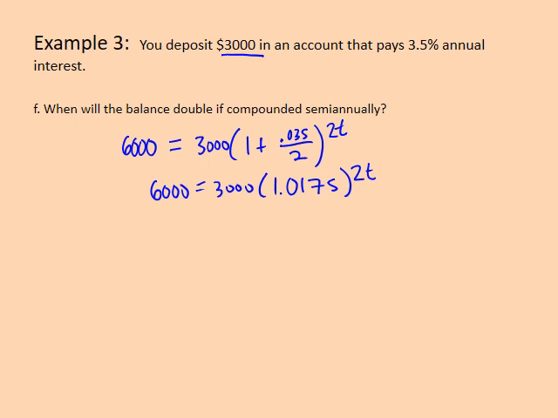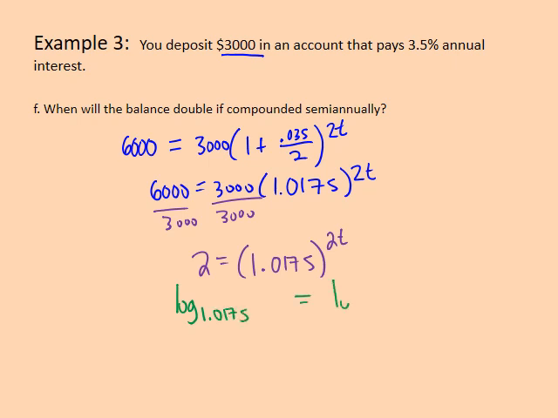So how do we solve this? We divide both sides by 3,000. So we have 2 equals 1.0175 all raised to the 2t power. We need to take the log base 1.0175 of both sides. So here's our log of both sides, log base 1.0175, and we have to do that of both sides.